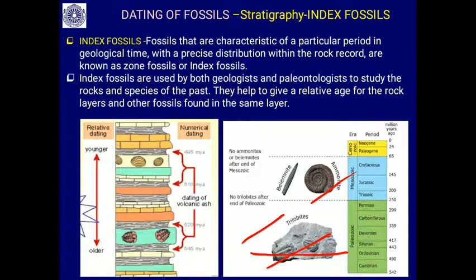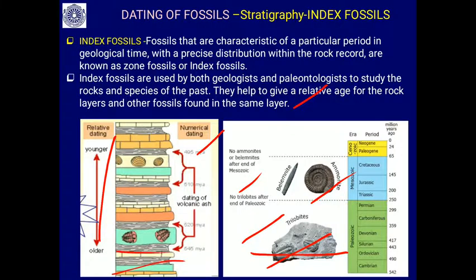They help to give the relative age of the rock layers and of other fossils found on this same layer. If other fossils are recovered in that same strata, we can say they belong to this period. So stratigraphy is older to younger. It's relative dating, so we need more precise dating. Then we have to go for numerical dating methods.